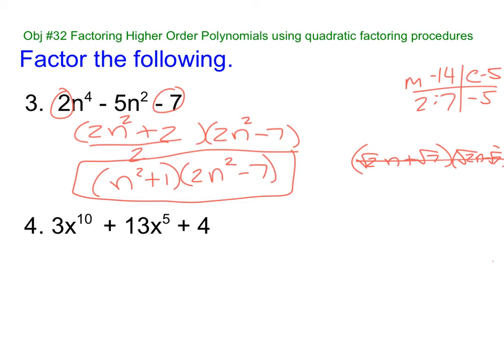Okay, 3x to the 10th plus 13x to the 5th plus 4. So this one I'm going to do without the chart. So I know it's 3x to the 5th and x to the 5th. I need to get to 13. If I multiply 3 times 4, that gives me 12 plus 1. And everything is a plus. That's it.